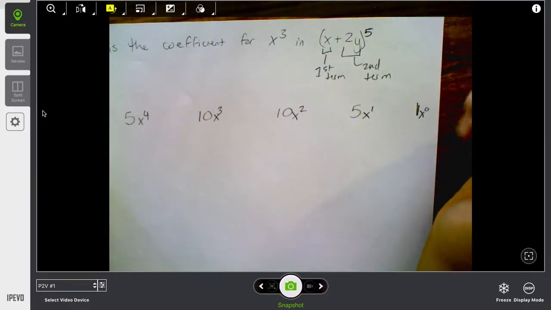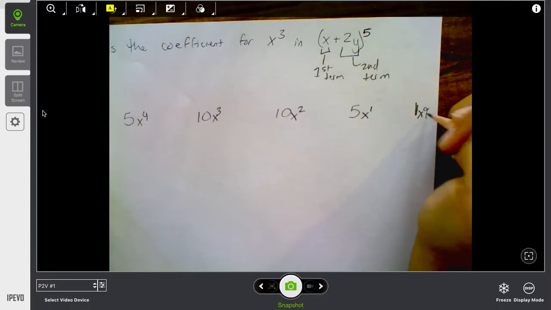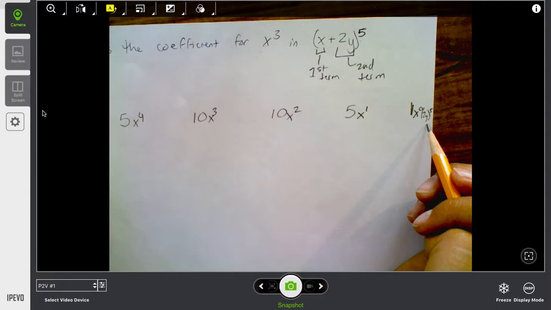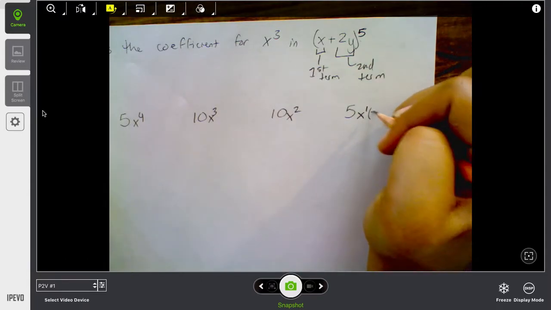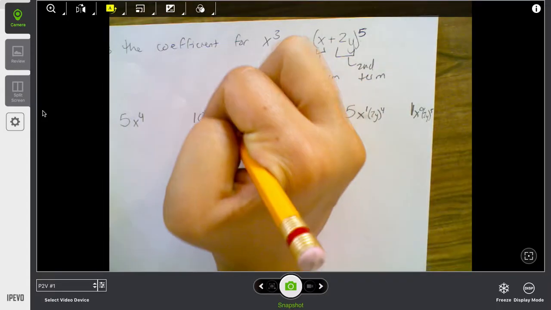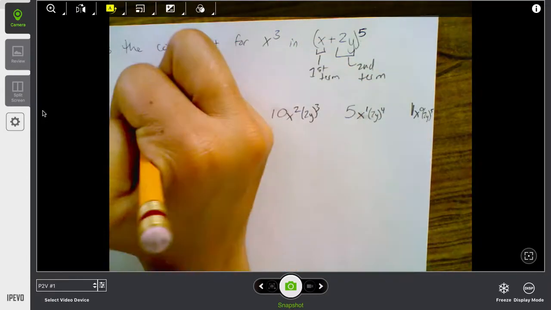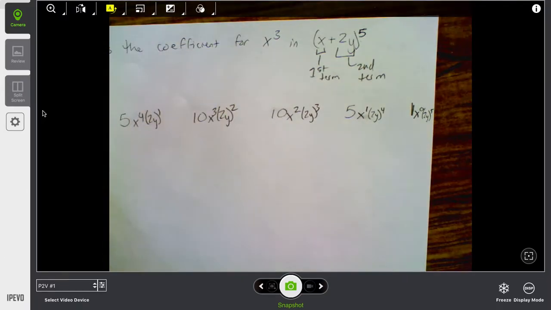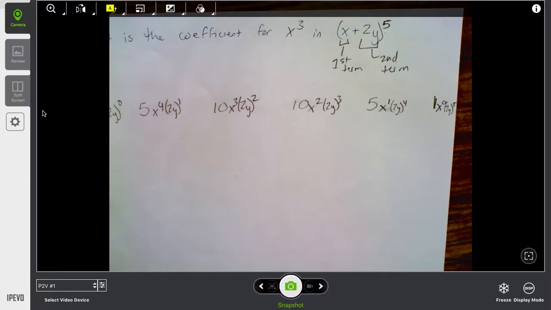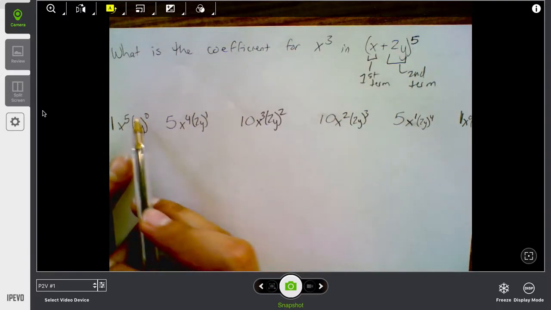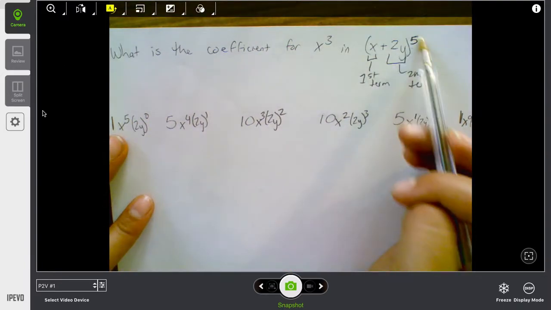Okay, so for the second term, the highest exponent is going to be (2y) to the 5th. You can't really fit it in, but that's what I'm doing. (2y) to the 4th, (2y) to the 3rd, (2y) to the 2nd, (2y) to the 1st, (2y) to the 0 power, okay? And I mentioned in the last video about verifying if you're on the right track. One way to verify is that you should be able to add the exponents and get the highest exponent.